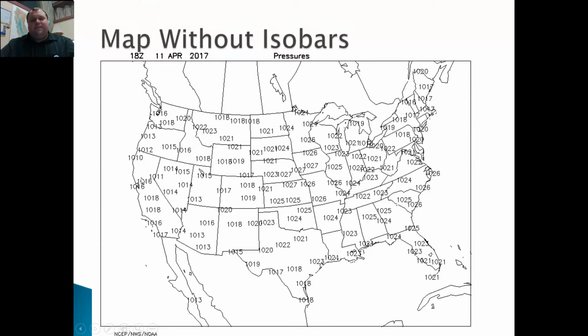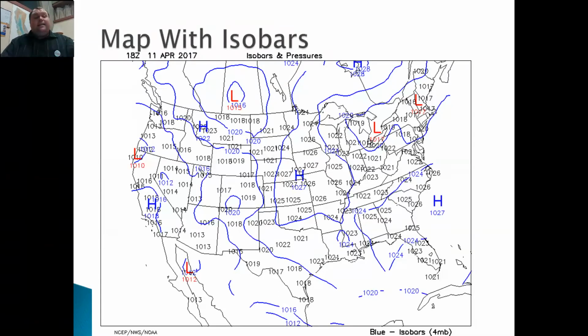So without isobars, we end up getting something that looks like this. It's really hard to pick out where high pressure and low pressure systems are. It's really hard to really diagnose weather patterns this way. A meteorologist isn't going to use a map like this. Instead, they're going to use a map like this. And this utilizes these blue lines called isobars.